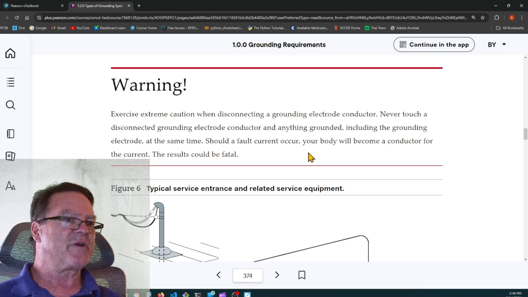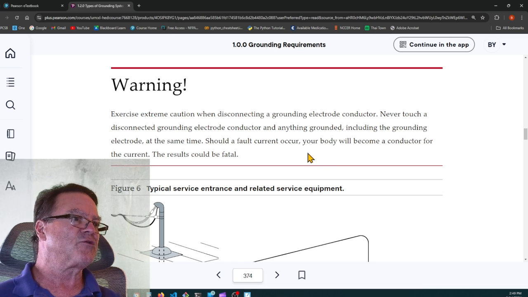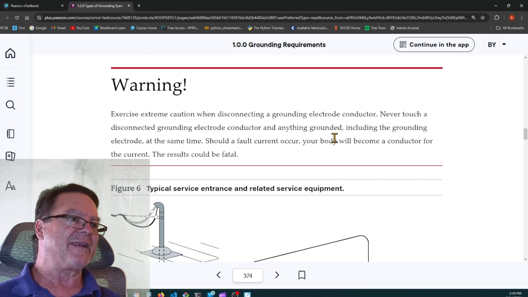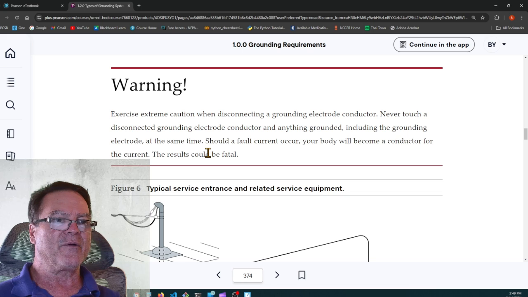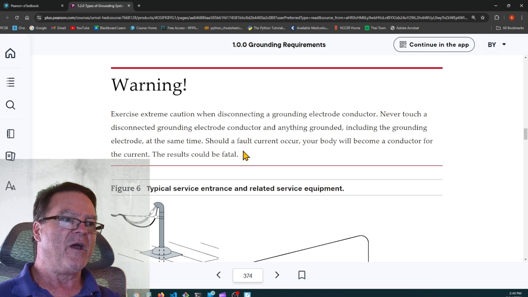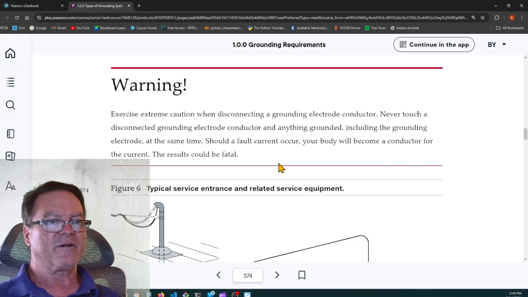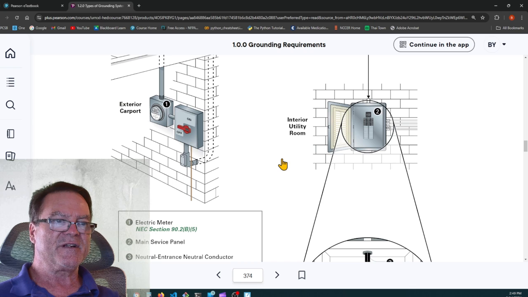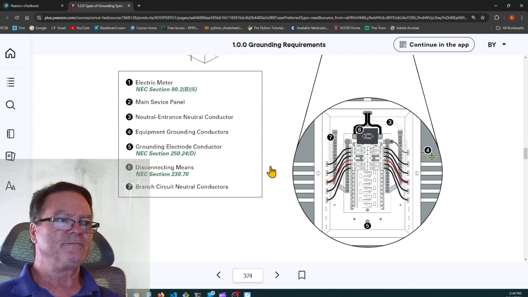Warning, it says exercise extreme caution when disconnecting a grounding electrode conductor. Never touch a disconnected grounding electrode conductor and anything grounded, including the grounding electrode, at the same time. Should a fault current occur, your body will become a conductor of the current. The results could be fatal. So when you disconnect the grounded conductor, treat it as a hot conductor.